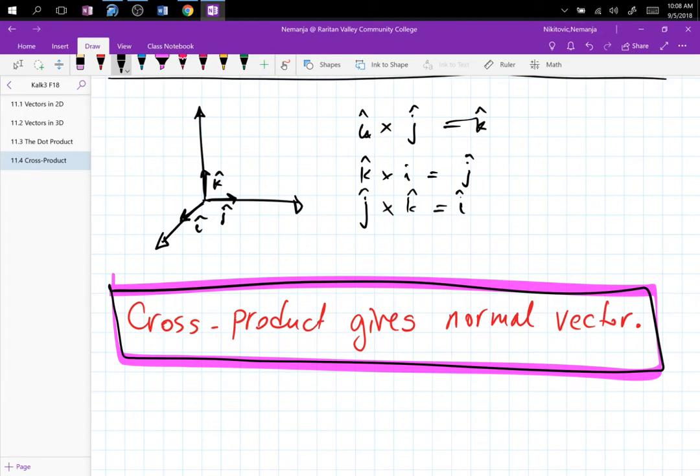How many vectors do you have? You have infinitely many. No matter which two you pick, you will always get in a cross product the normal vector. It's really cool. So the cross product is producing normal vectors.